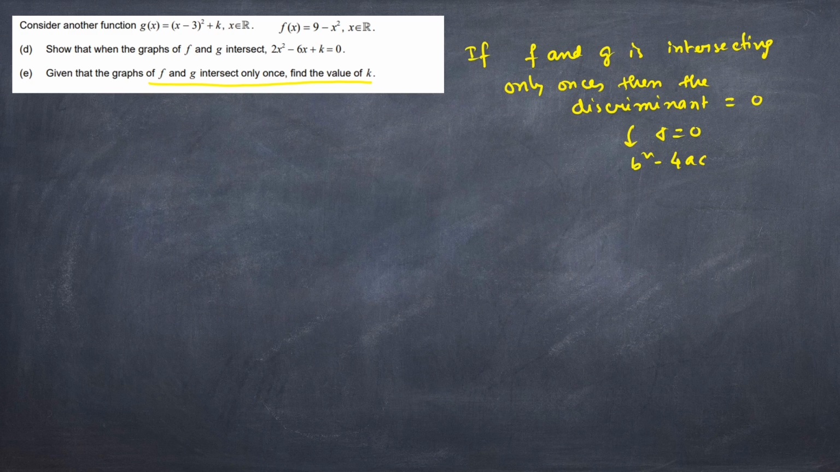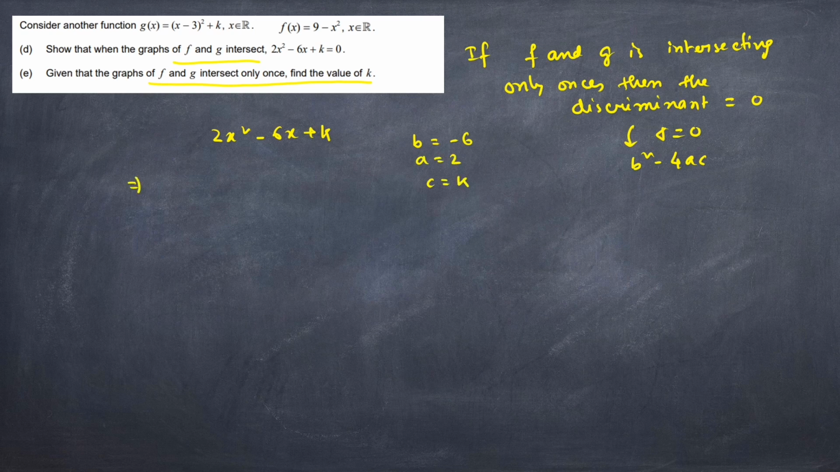In the previous problem we have solved that at the intersection point of f and g, the equation is 2x squared minus 6x plus k. So this is the part, and the discriminant must be equal to 0. If the discriminant is 0, now just compare the parts here. b is equal to minus 6, a is equal to 2, and c is equal to k.